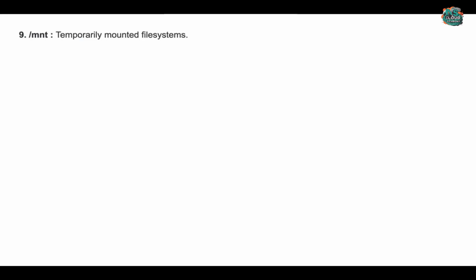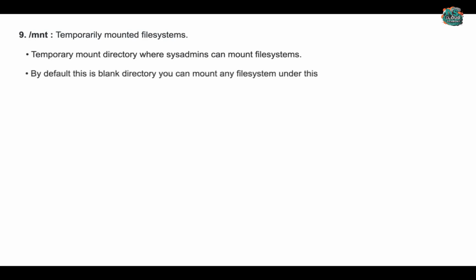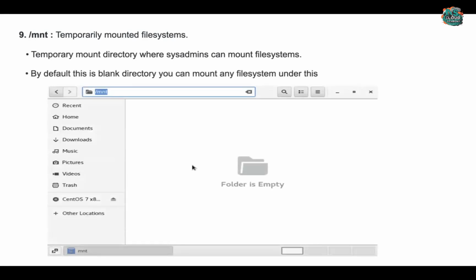And /mnt. /mnt is the temporary mount directory where a system admin can mount a file system. By default this directory is blank. When you do the installation and complete it, this folder will be blank. Nothing you will see inside this folder. This folder will always be blank by default. When you mount something on this, then you can use it.